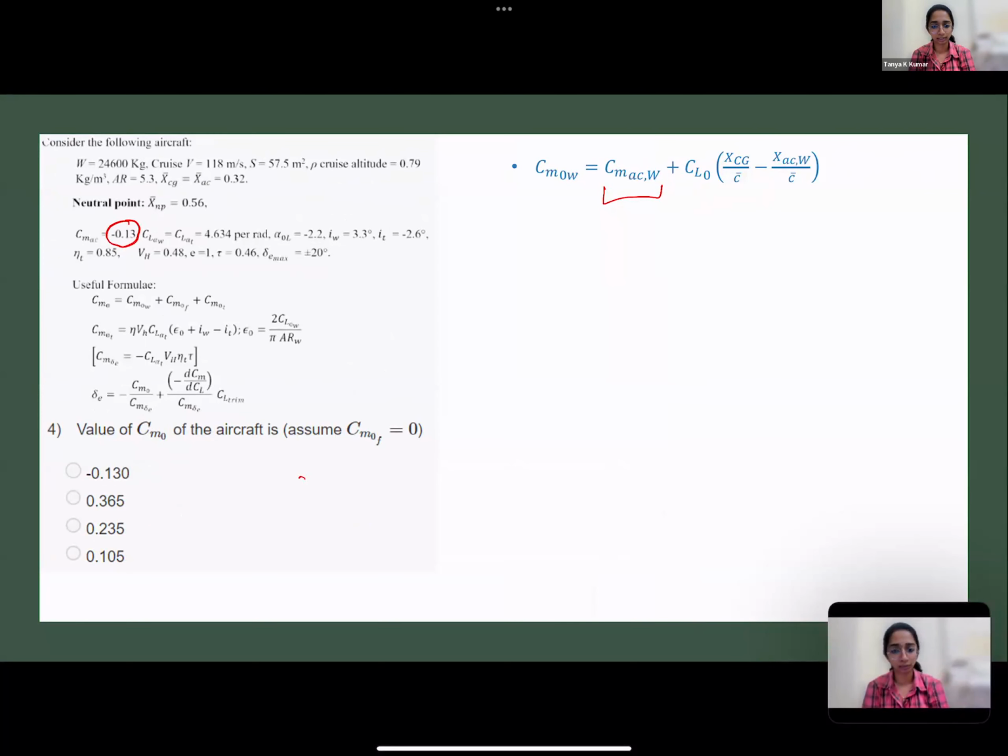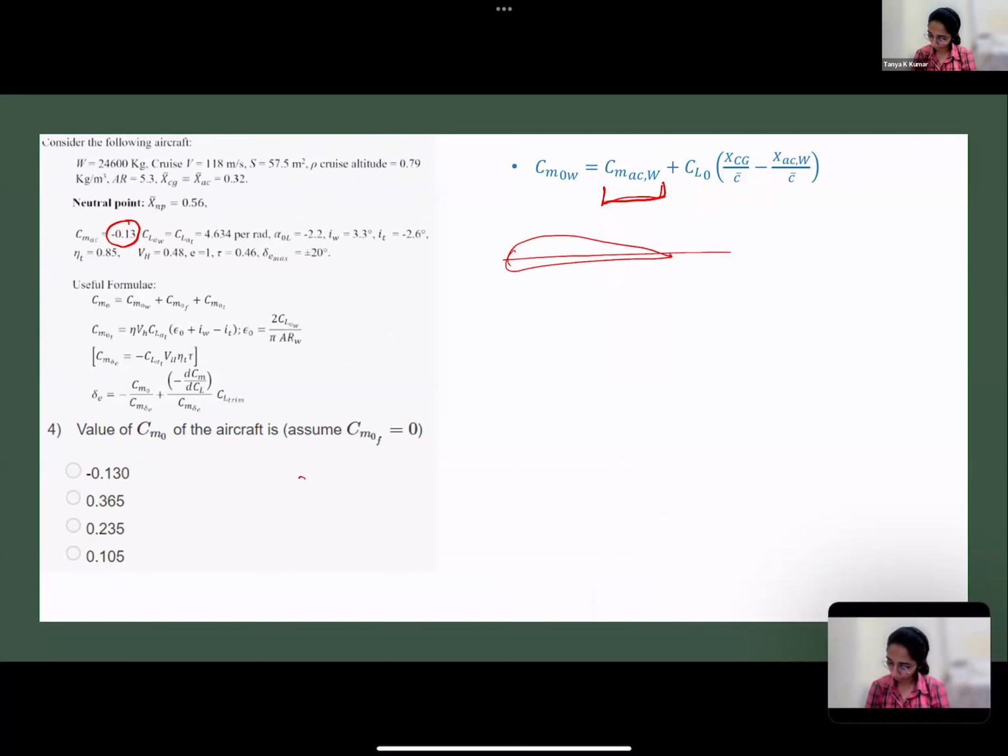What kind of airfoil is it? If it's 0, what kind of airfoil is it? If it's negative, what kind of airfoil is it? If it's positive, what kind of airfoil is it? I'll repeat again, CMACW, this factor comes into play because we transfer the aerodynamic forces from the center of pressure to the aerodynamic center.